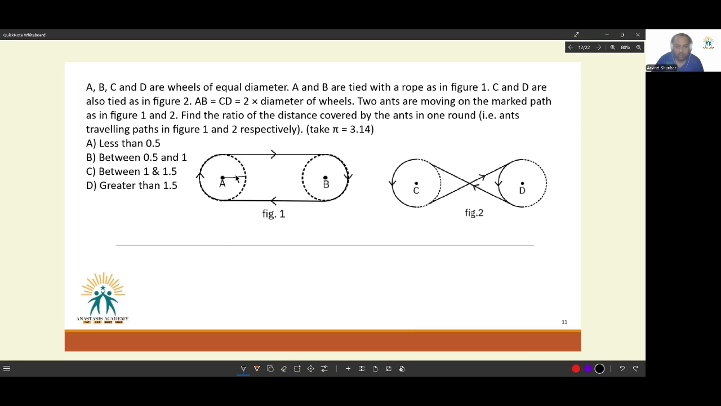So if this is R, this is R, this length here is 2R. Distance between the centers is 4R. That is known to us. AB is equal to CD is equal to 2 times the diameter of the wheels. Two ants are moving on a marked path as in figure 1 and 2.